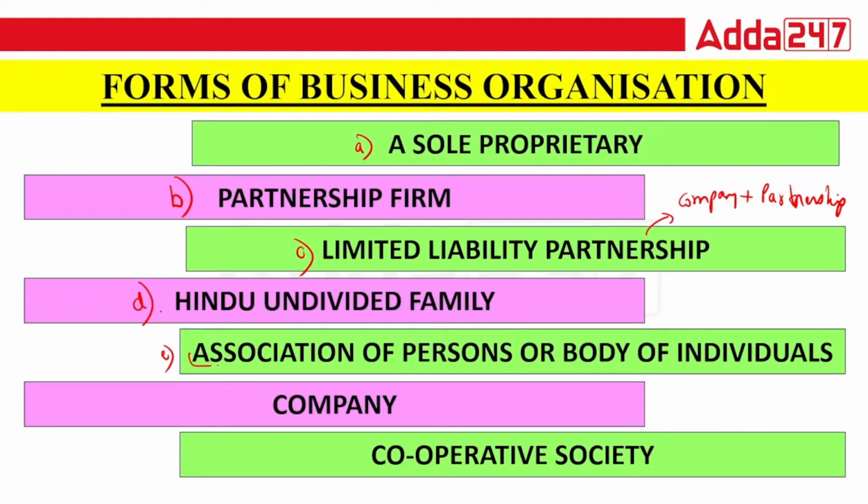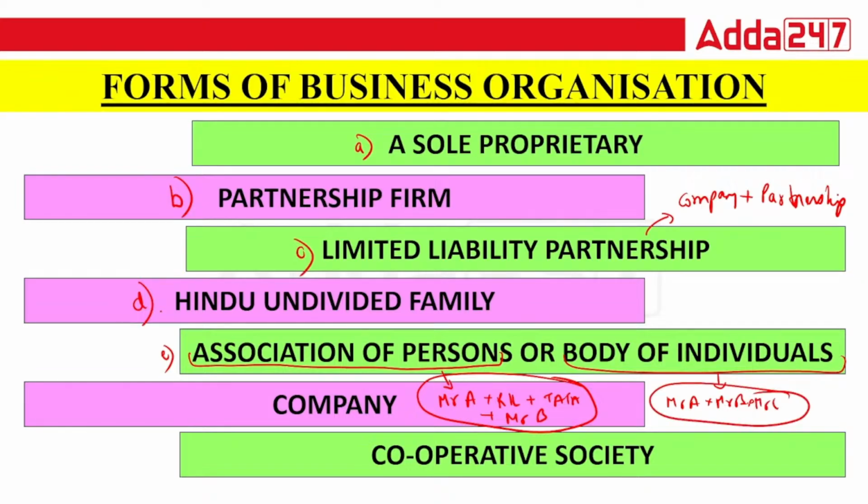Then next is your AOP and BOI, association of persons or body of individuals. Association of persons means when you are combining like Mr. A, then Reliance Industry, then Tata Company, plus Mr. B. So if these type of persons you see and they are coming together for any business or for any working, then that is AOP. But if you talk about body of individuals, means if you see Mr. A, Mr. B, Mr. C only, when individuals are coming like you and me, all are coming together, natural human beings are there, then that is body of individuals.